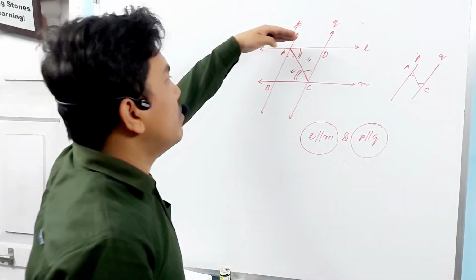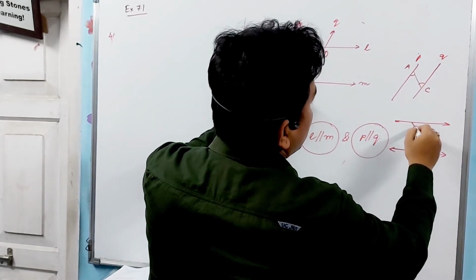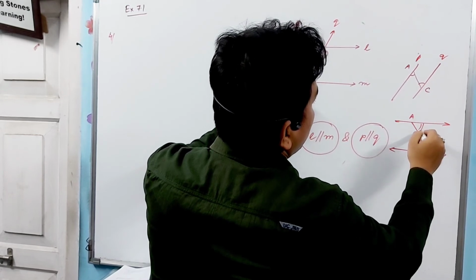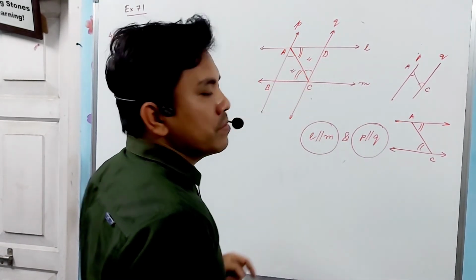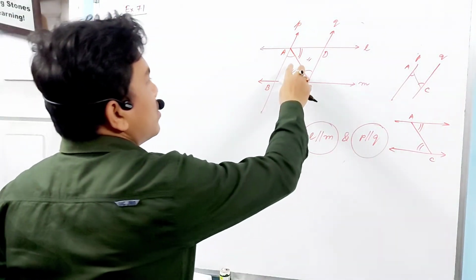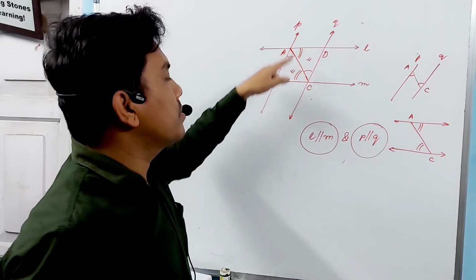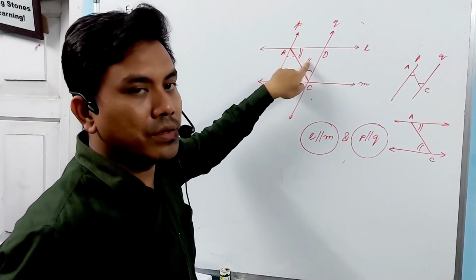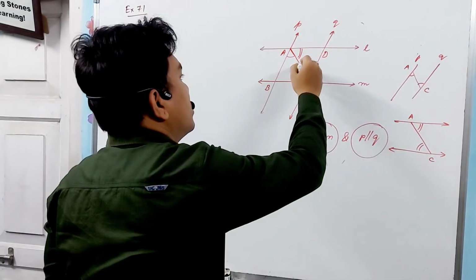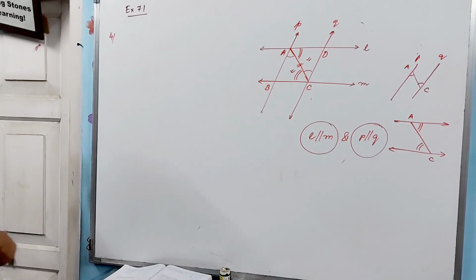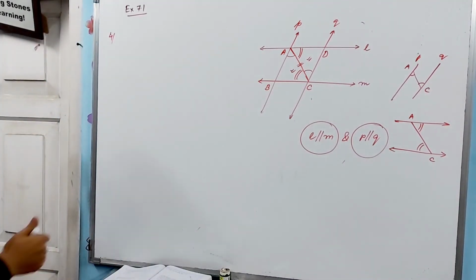Yes. Why? Because L was parallel to M. If L is parallel to M and AC is the transversal, then this will be equal to this. See? L is parallel to M, AC is the transversal, then these two angles will be equal. Now, let us prove that these two triangles are congruent. It is very simple. In triangles ABC and CDA, this angle of this triangle is equal to this angle of this triangle. And this angle of this triangle is equal to this angle of this triangle. And AC is the common side. So, by ASA, both the triangles are congruent.